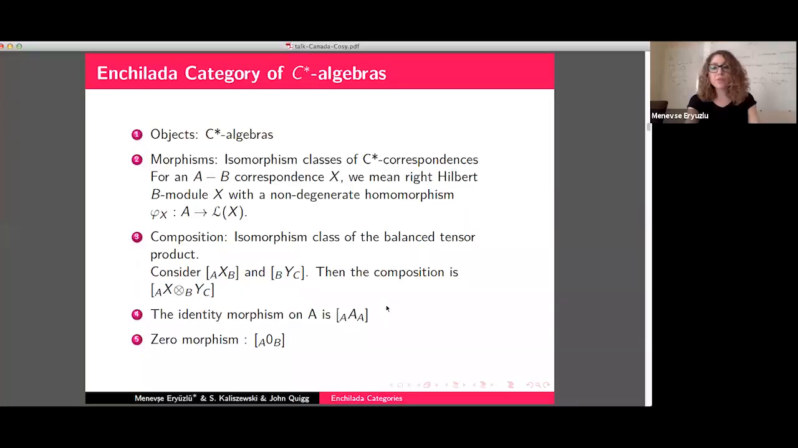And we have the zero morphism. For convenience, we drop the brackets, but whenever I say morphism, I do mean isomorphism classes. I want to draw your attention to the fact that we cannot just take an AB correspondence X as a morphism. In order to make this a category, we actually do need to work with the isomorphism classes.